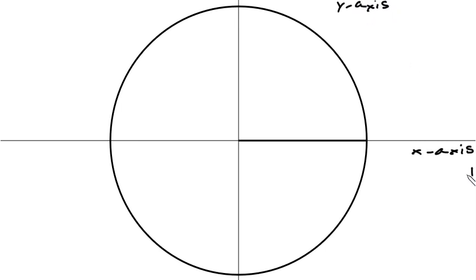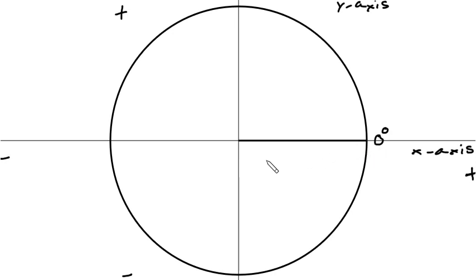This is the positive side of the x-axis. This is the negative side. This is the positive side of the y-axis, and this is the negative side. Now by convention, the angle of 0 degrees lies along the positive side of the x-axis. Okay, so this angle here is 0 degrees.